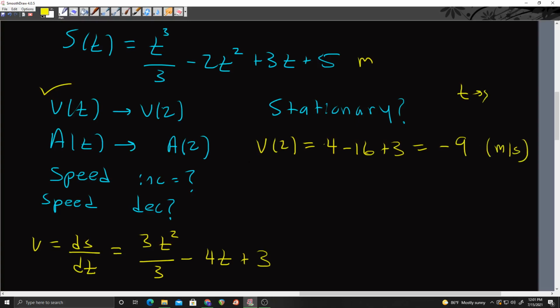All right. Good. Now let's find our acceleration function, which is going to be 2t minus 4.